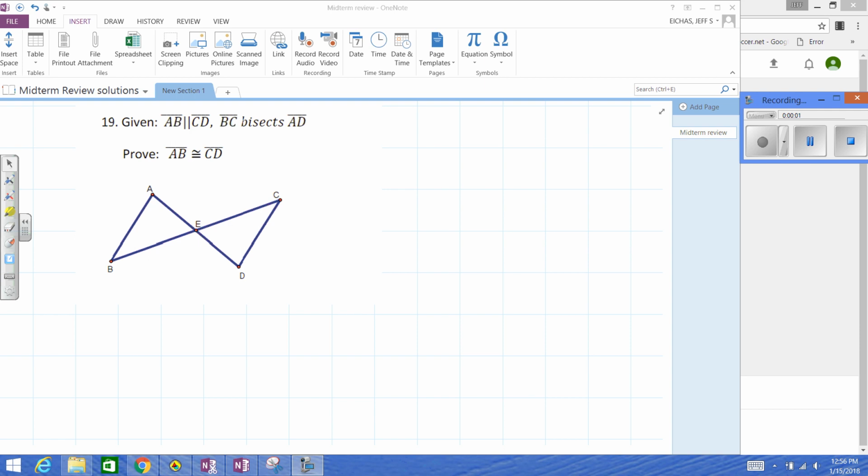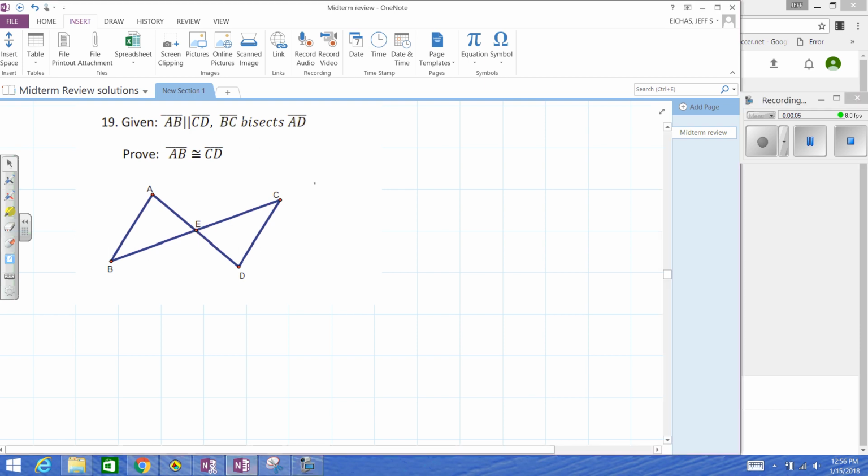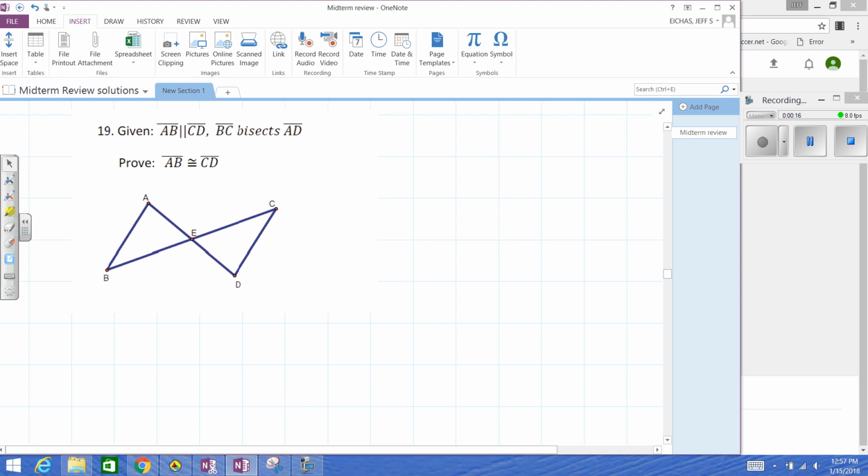All right, so number 19 on the midterm review. Another proof, and it's going to be one of those corresponding parts of congruent triangles proofs. So we'll get the triangles congruent, it looks like, and then we'll finish off where we need to be. So if AB is parallel to CD, that's going to give us some alternate interior angles to work with.